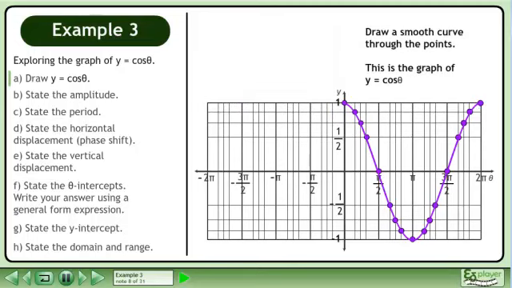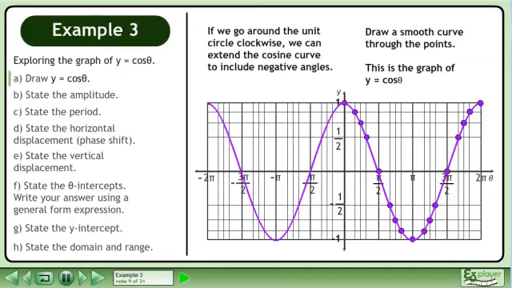Draw a smooth curve through the points. This is the graph of y equals cosine theta. If we go around the unit circle clockwise, we can extend the cosine curve to include negative angles.